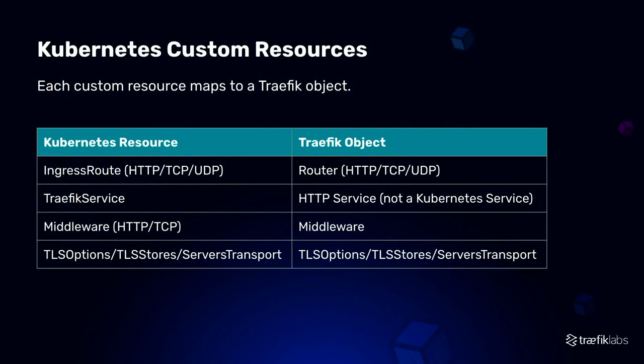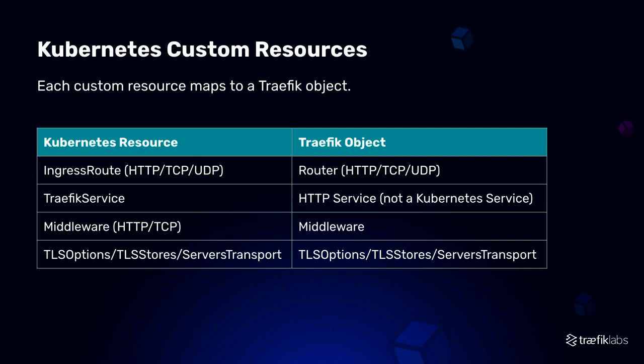When working with the Kubernetes CRD provider, each custom resource maps to a Traefik object. An ingress route is a router. There are three types: IngressRoute for HTTP and IngressRouteTCP and IngressRouteUDP for their respective protocols. A TraefikService is a Traefik HTTP service, not a Kubernetes service. If you're not messing around with mirroring or session binding, then you can just use a Kubernetes service as the target in your ingress route. But as soon as you want more control, you'll use a TraefikService.